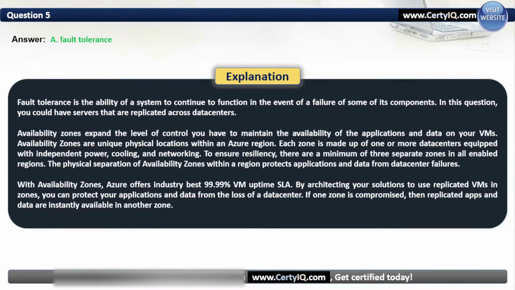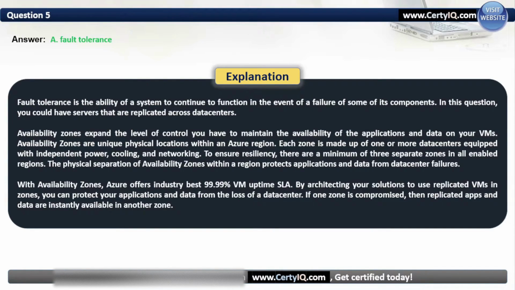Availability zones expand the level of control you have to maintain the availability of the application and data on your virtual machines. Availability zones are unique physical locations within an Azure region. Each zone is made up of one or more data centers equipped with independent power, cooling, and networking. To ensure resiliency, there are a minimum of 3 separate zones in all enabled regions. The physical separation of availability zones within a region protects applications and data from data center failures.